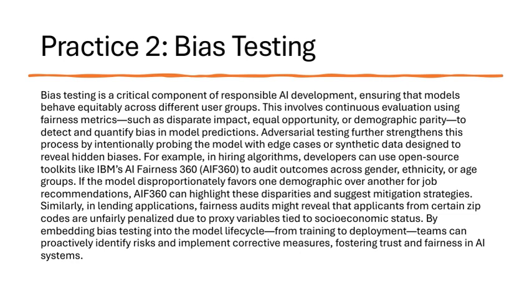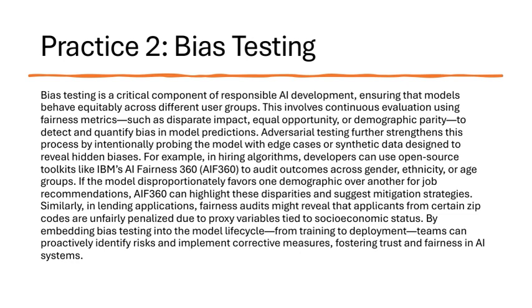If the model is favoring one demographic over another for job recommendations, AIF 360 can identify these disparities and suggest ways to fix them. Similarly, in lending applications, fairness audits might reveal that applicants from certain zip codes are being unfairly penalized because of proxy variables related to socioeconomic status.